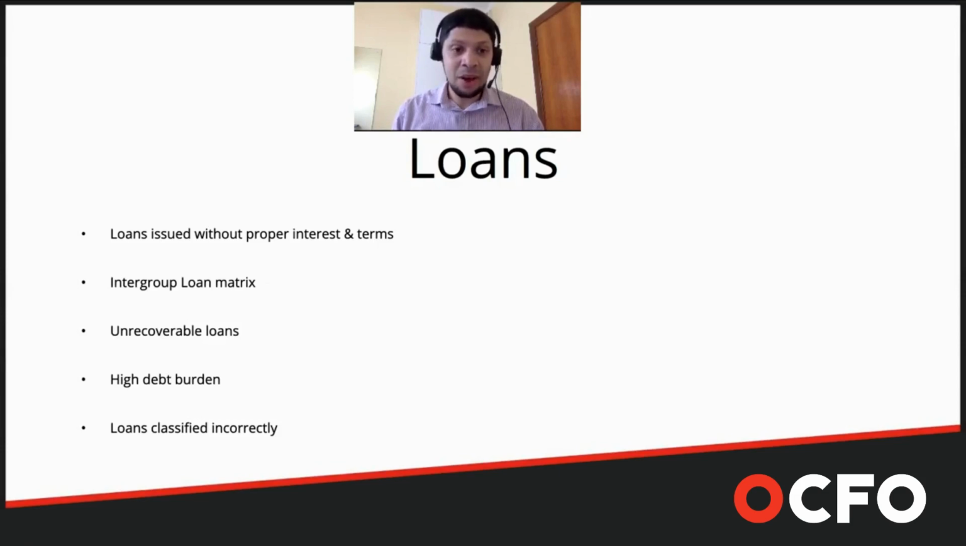Also, some businesses are highly geared and have far too much debt, and there's no process in place or no plan in place to reduce that debt or to pay down those loans, and you need to sort that out. Another issue is loans classified as long-term that should actually be short-term because they could be settled. The lender could pitch up at any stage and say, I need my money now, in which case it should be a current liability.